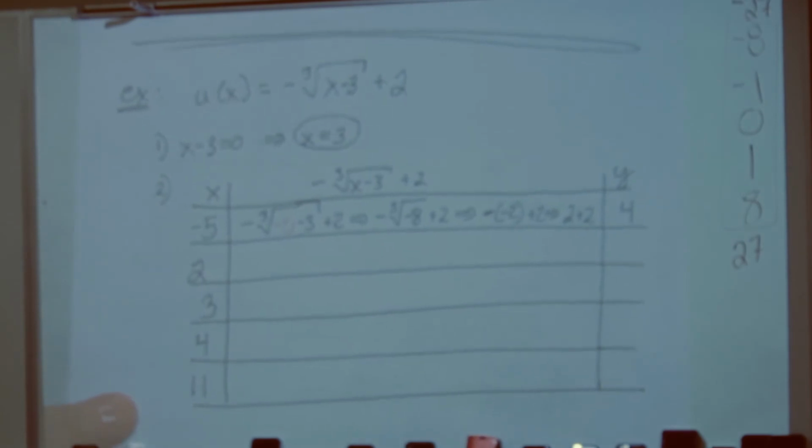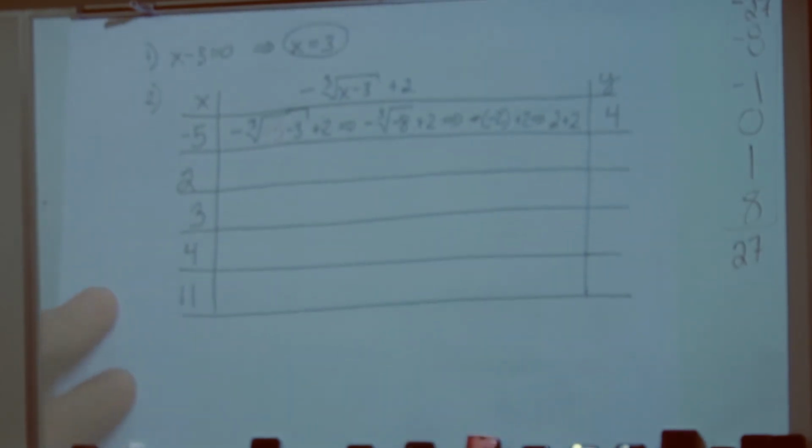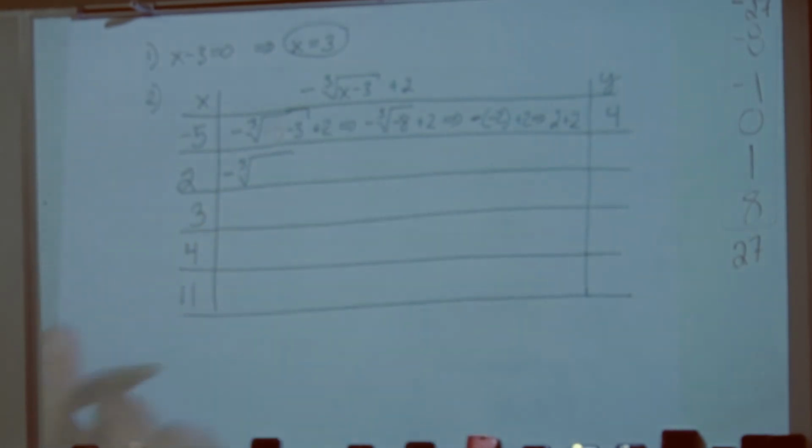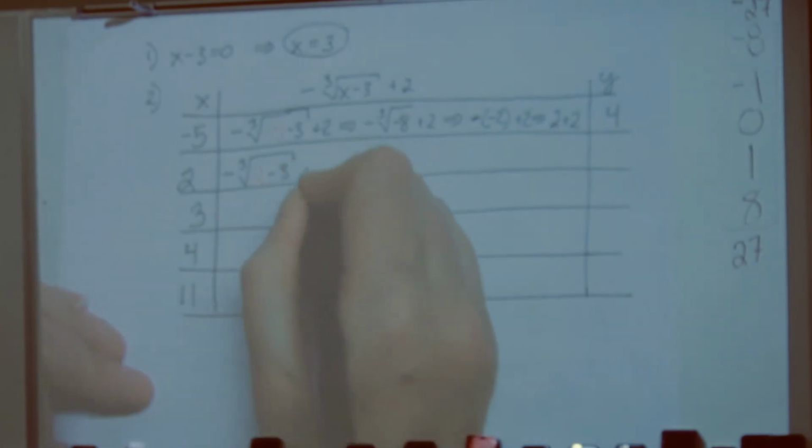All right, gotta love keeping all this in order. Everybody likes that, right? At least I do. All right. Now we got the negative cube root of 2 minus 3 plus the 2 on the outside.